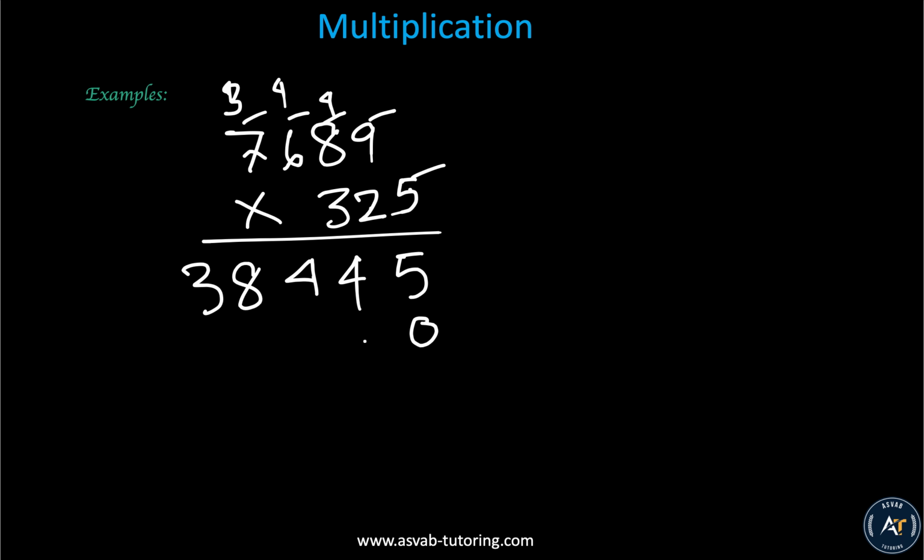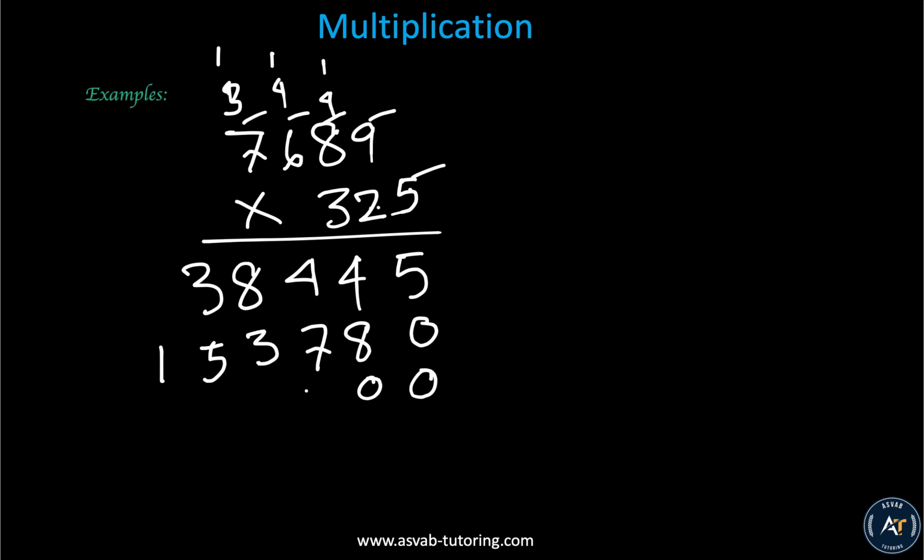9 times 2 is 18, 8 carry 1. 8 times 2 is 16 plus 1 is 17, 7 carry 1. 6 times 2 is 12 plus 1 is 13, 3 carry 1. 7 times 2 is 14 plus 1 is 15. The third line you have to put 2 zeros.